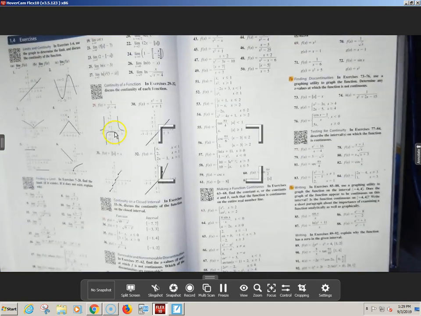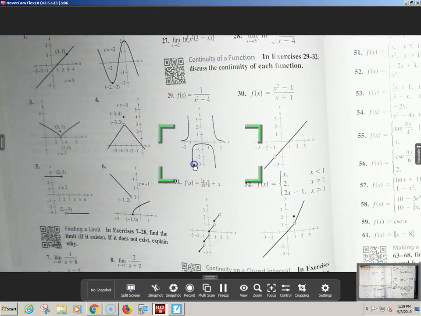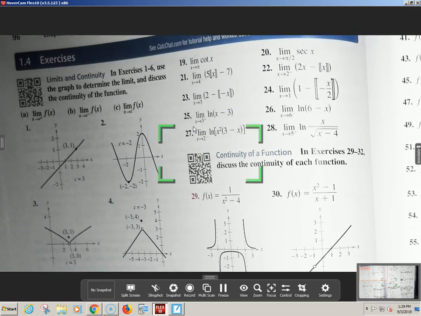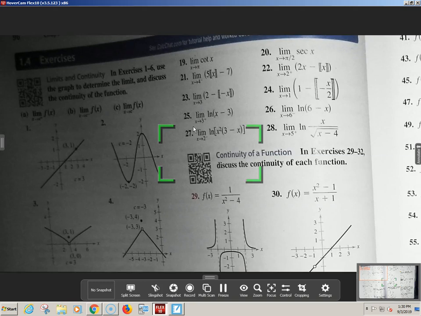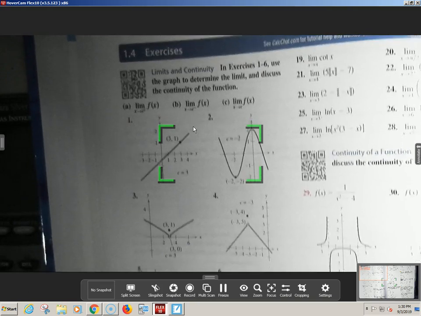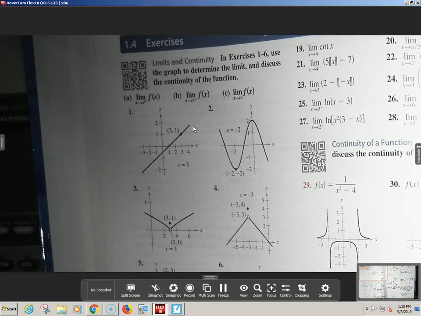In your homework, page 96, I don't remember exactly what the problems are, but let's talk about it real fast. First section of homework, what is it having you do? Can you guys see it? Use the graph to determine the limit and discuss the continuity of the function. Out of these 4 that you guys can see, which ones are continuous? 2 is continuous. That's good. What else is continuous? 1. What else is continuous? Nope. Why not?